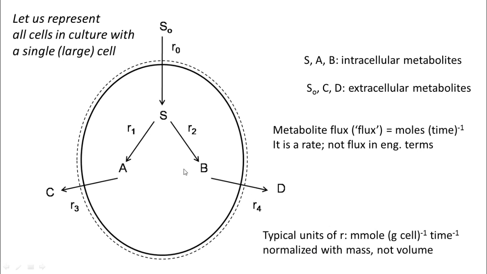So the typical units of R0, R1, R2 are millimole per gram cell per time. Note that it is normalized with respect to mass and not volume. Rather it's expressed in terms of mass, and it has not been normalized with volume.